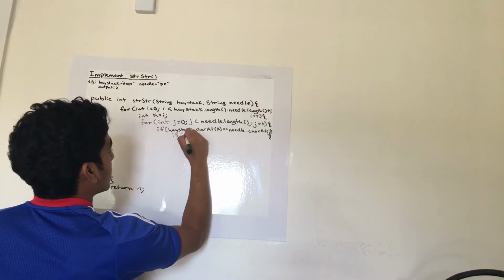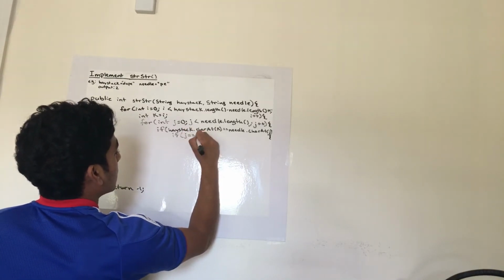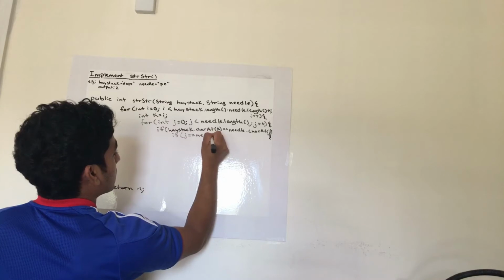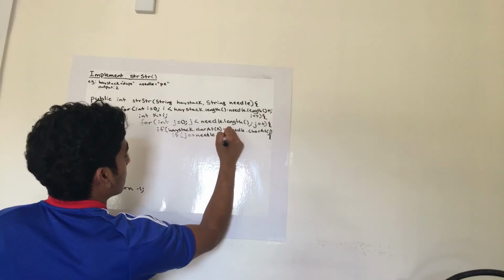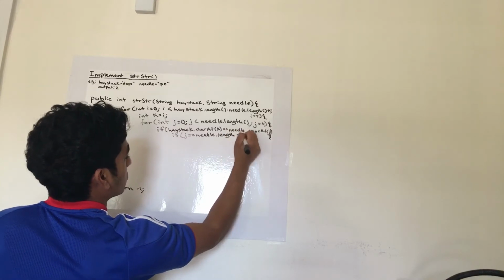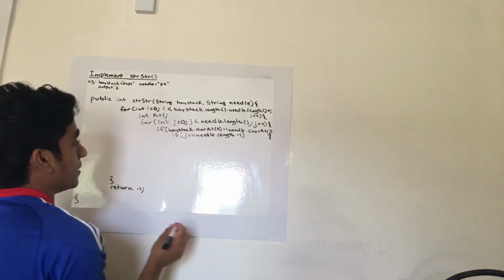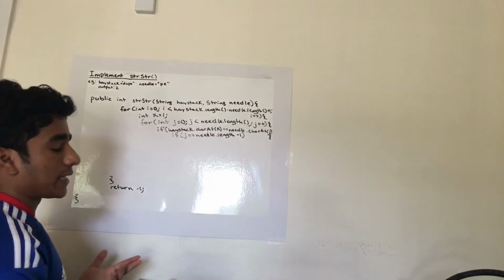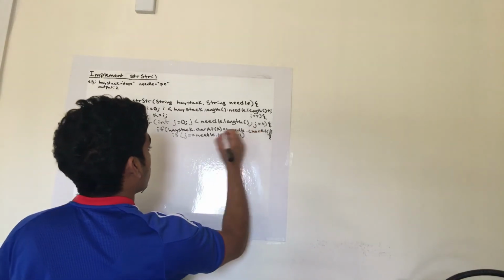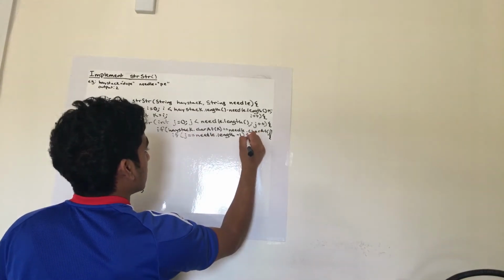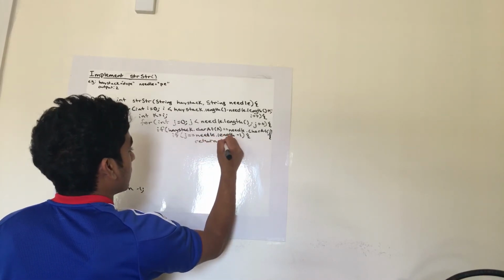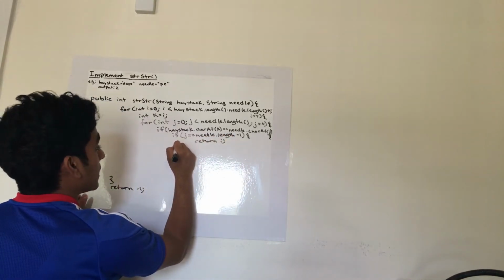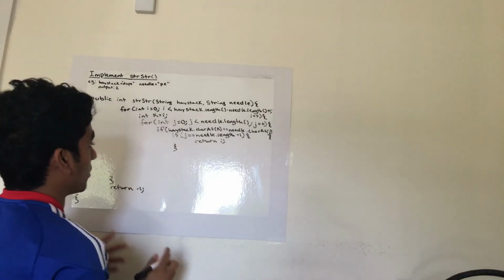So if j equals needle dot length minus 1, not needle dot length, because minus 1 you have to take that into account because index starts at 0. If that's the case, then we want to return i, because that's the starting index where the match occurred.